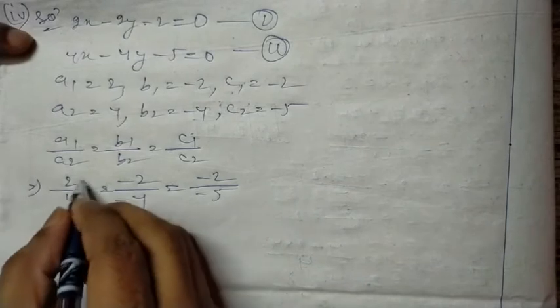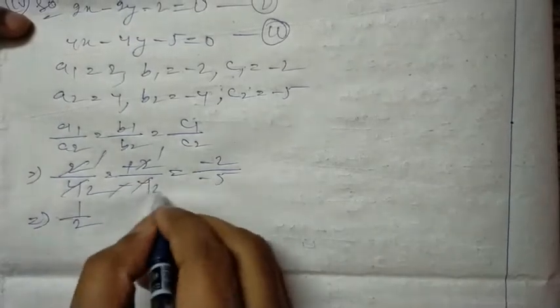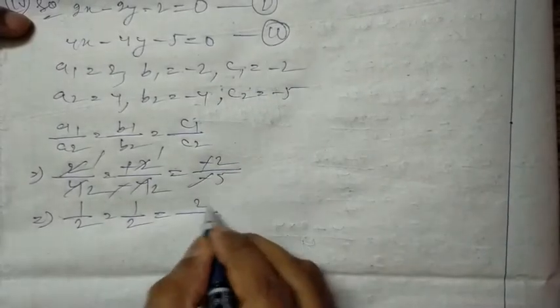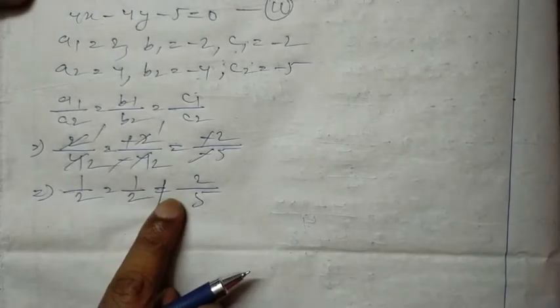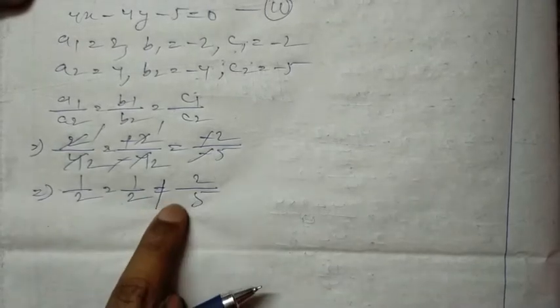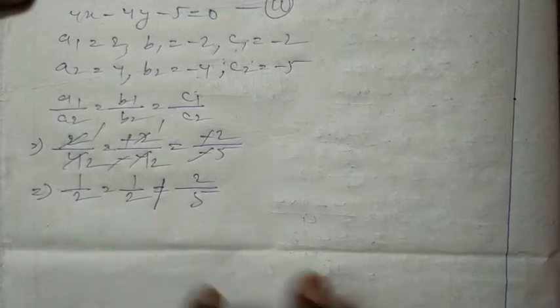So 2 ones are 2, 2 twos are 4, so I can cancel it and get 1 by 2. Minus minus cancel, so again 1 by 2. Here minus minus will be cancelled, so it is 2 by 5. You see here it is equal, but this is not equal, so we have to cross this one. It means it is parallel lines, so they will never meet each other. If they never meet, it is inconsistent. If it is inconsistent, we cannot make the graph. It is said in the question.